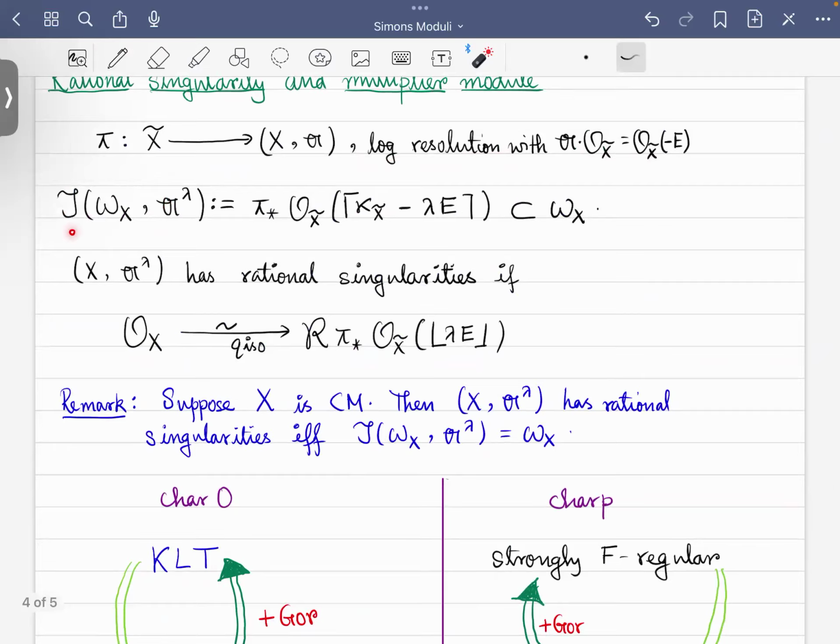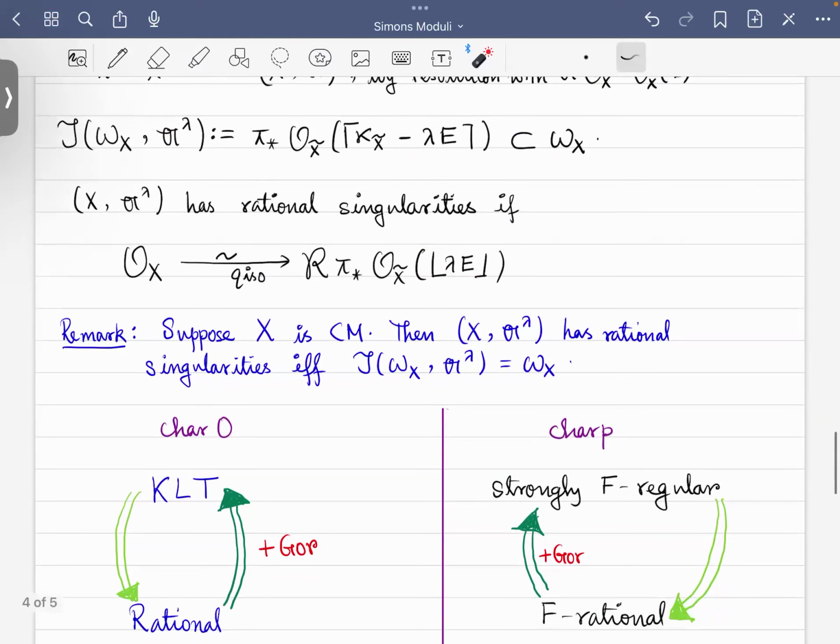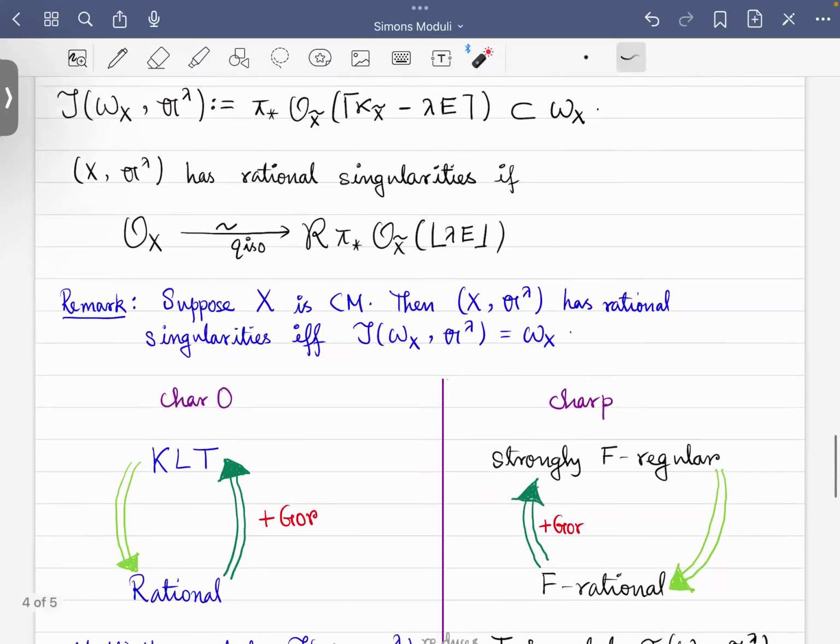And then I define the multiplier module J(ω_X, a^λ), where λ is some positive number, by this pushforward, which is inside ω_X. And then (X, a^λ) has rational singularities if O_X is quasi-isomorphic to Rπ_* O_X̃(⌊λE⌋). This is happening in the derived category of coherent sheaves.